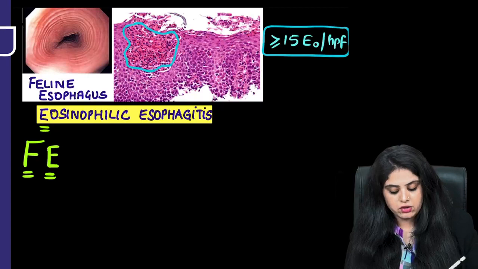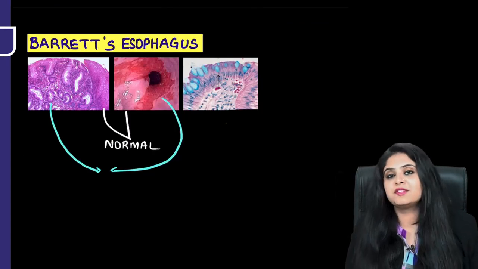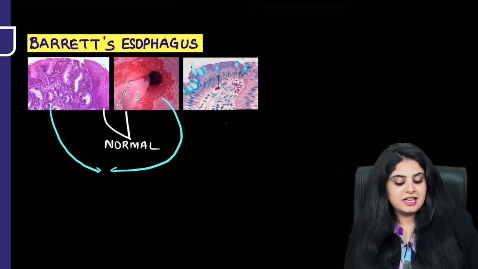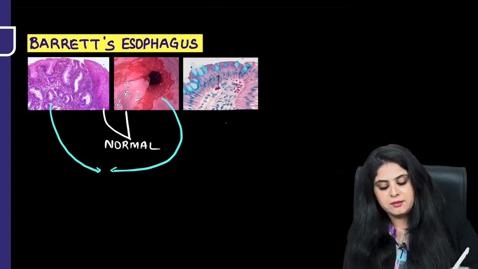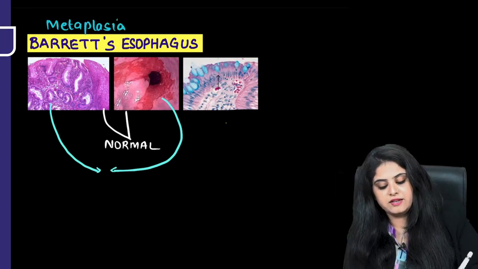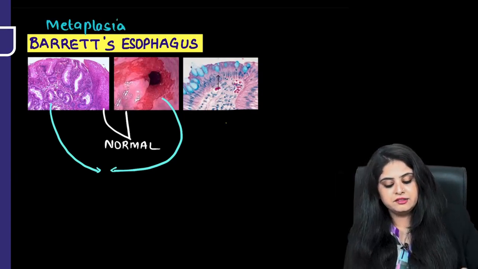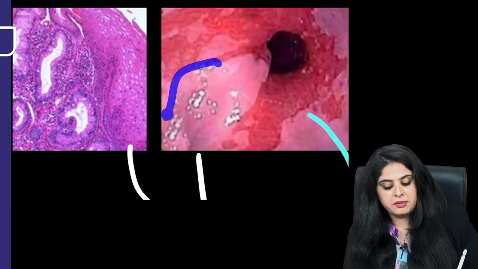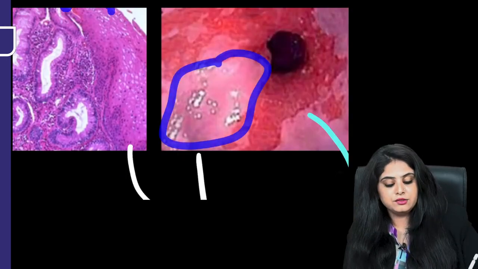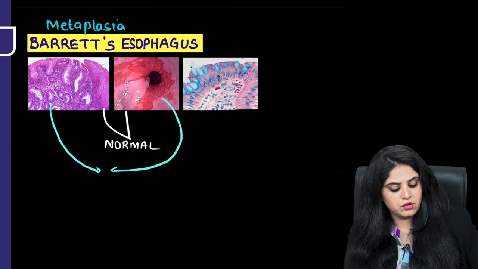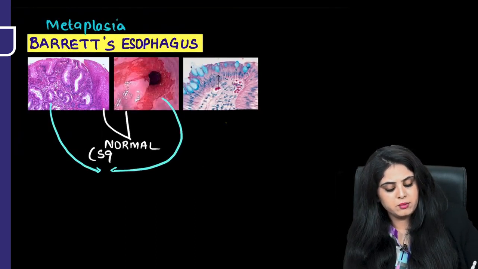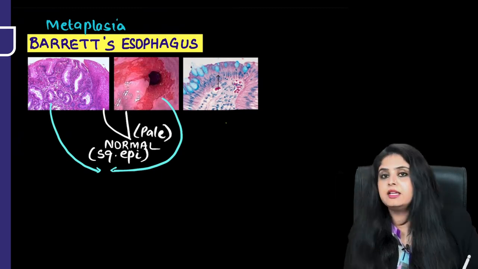Let's move forward and talk about the most famous disease of the esophagus, that is Barrett's esophagus. Now you all know what Barrett's is? Barrett's is a kind of metaplastic change, right? It's a metaplasia that has occurred. So you all can visualize over here, let me zoom in and show you. This pale area here and this squamous epithelium here, this is normal. This is the normal esophagus. So normal esophagus has which epithelium? Normal esophagus has squamous epithelium. Normal esophagus is going to look pale pink in color.